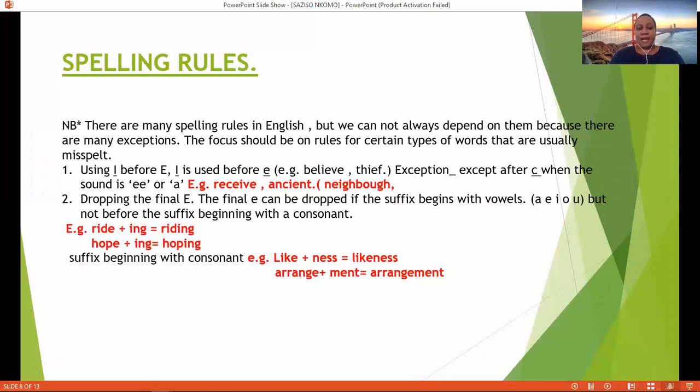For example, like, and the suffix begins with a consonant N. Therefore, the word is likeness, without dropping the E. And then we have arrange. The suffix begins with M, which is a consonant. Then we do not drop our E. Those are some of the spelling rules there. Let's move on to the next.